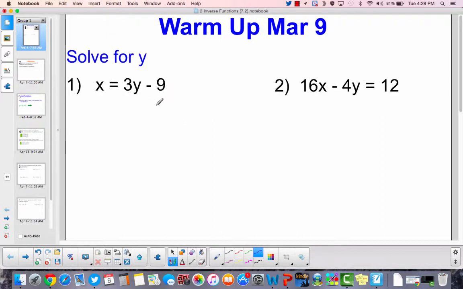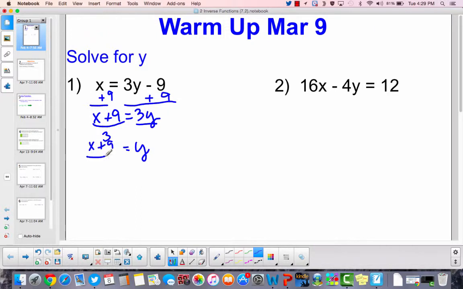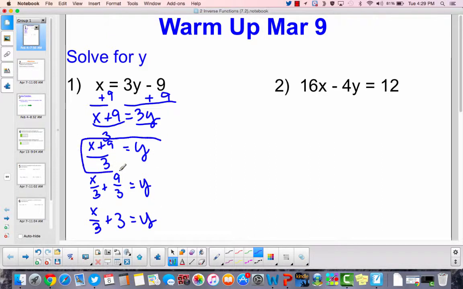So what do we need to do first? Well, we need to move the 9 over. So we're going to add 9 to both sides. And then we're going to divide both sides by 3. So then y equals x plus 9 over 3. Now remember, we can't just simplify those. We could write this as x over 3 plus 9 over 3, and then simplify x over 3 plus 3 equals y. But this is how I would leave it.